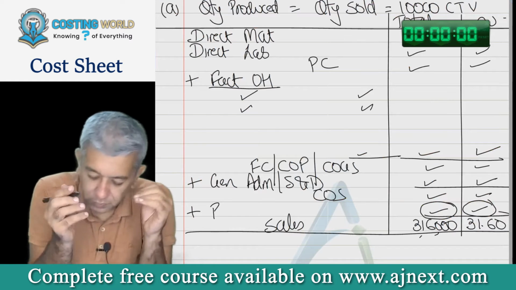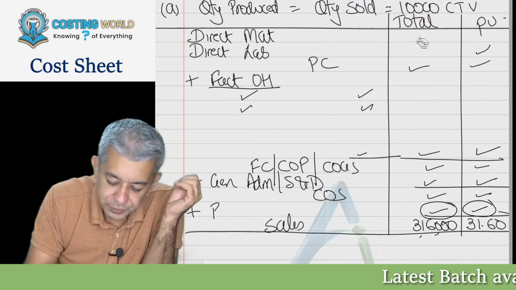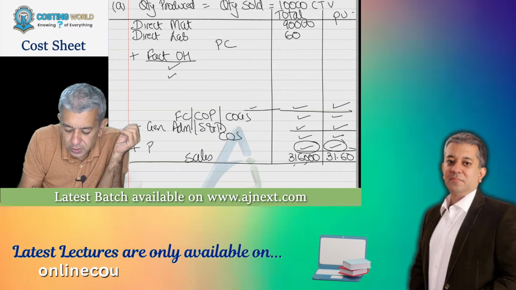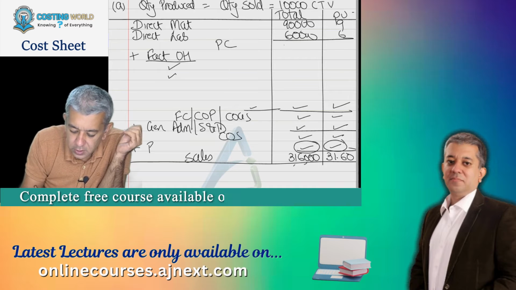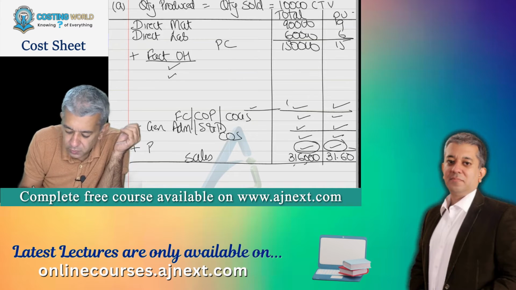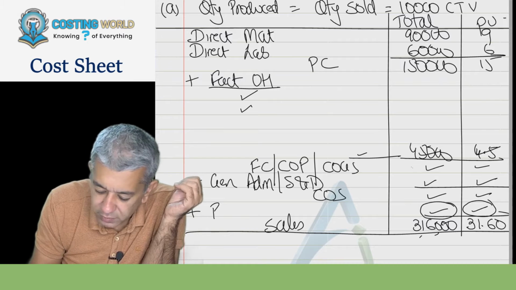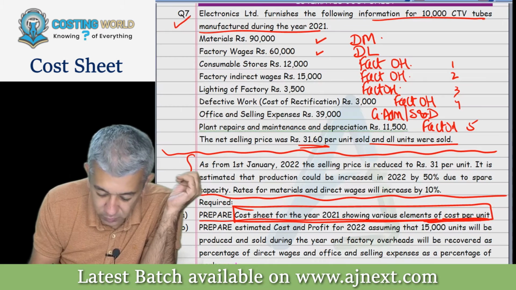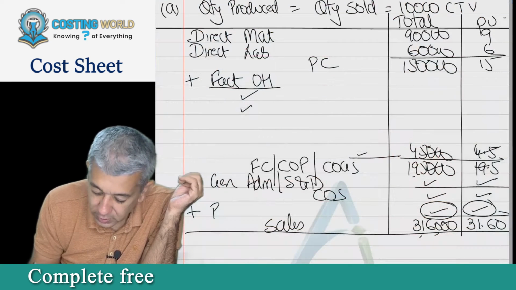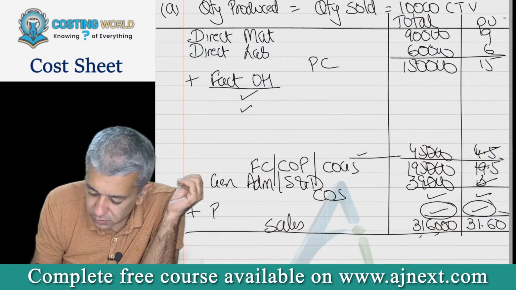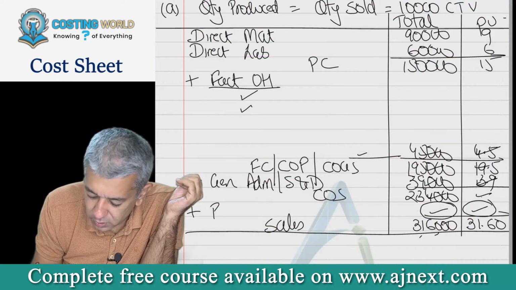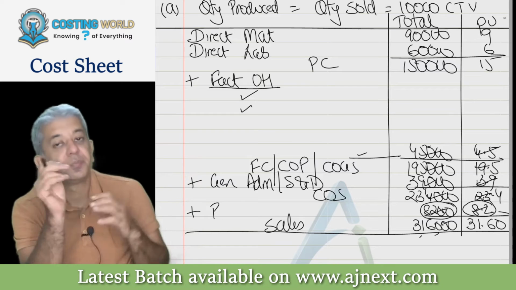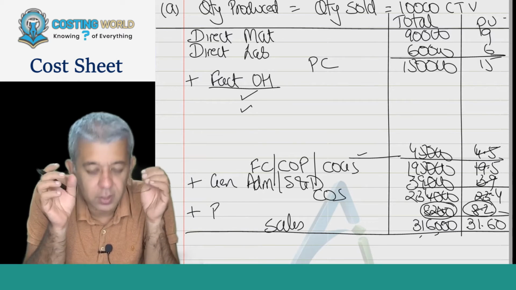Okay, so all these things are done. Listen, this figure was 90,000, this figure was 60,000, this is 9, this is 6, this is 1,50,000, this is 15, this is 45,000, this is 4.5, this is 1,95,000, this is 19.5. This particular figure is supposed to be 39,000. So therefore this is 3.9, this is 2,34,000, this should be 23.4, and this should be 82,000, this is 8.2. Okay, listen. Now this is all about the data of the year 2021.